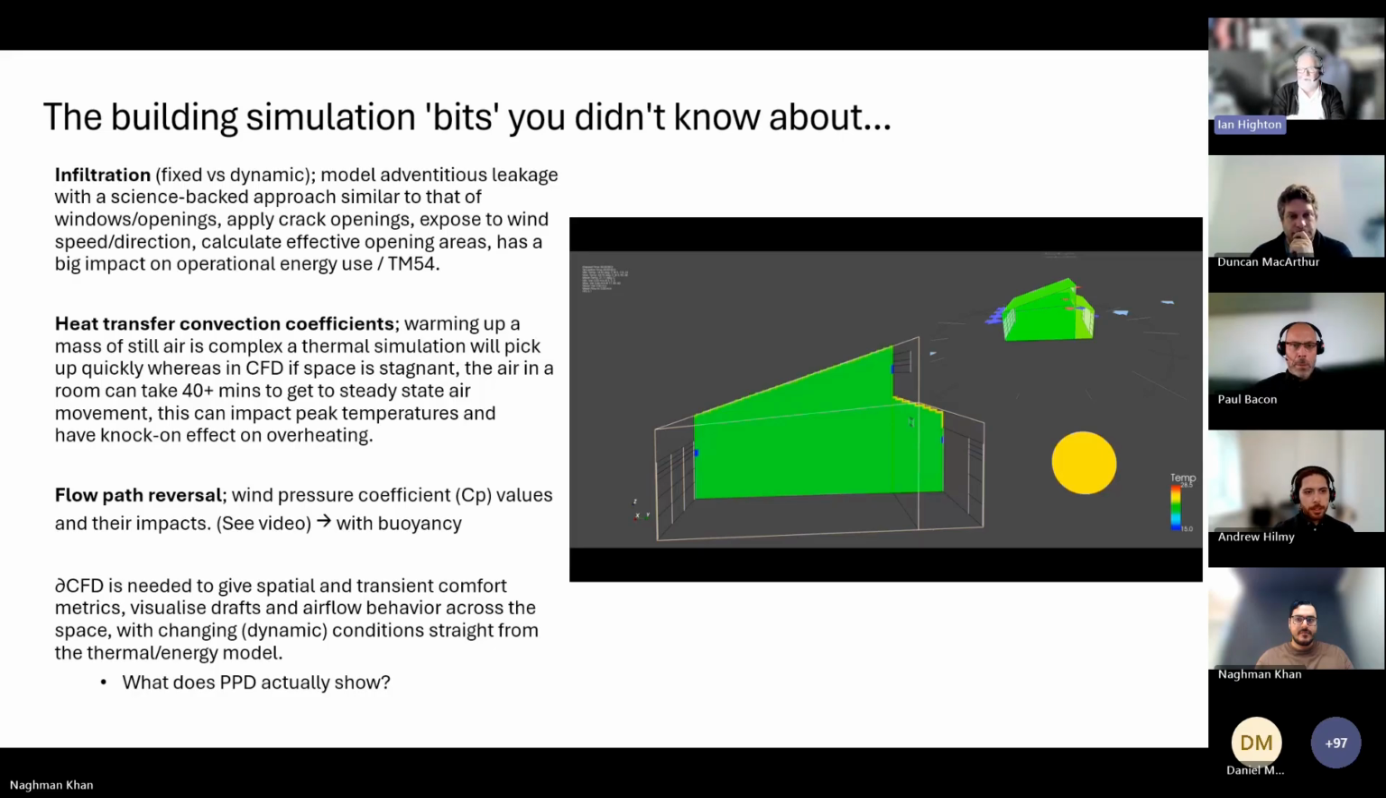So this 2 or 3 or even 4-fold difference between the perfection of a typical DSM model and the real world is entirely explicable. And one of the biggest ones is infiltration. In your regulatory calculations, you have to put in a flat fixed infiltration rate. So that's literally everywhere across the building getting maybe half an air change on the perimeter and a quarter of an air change in the center of the building, the core.